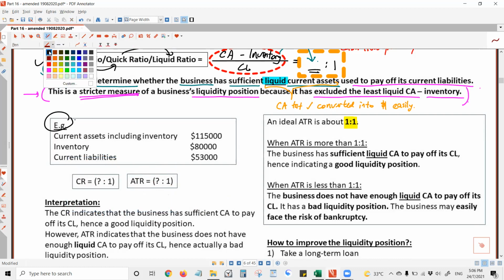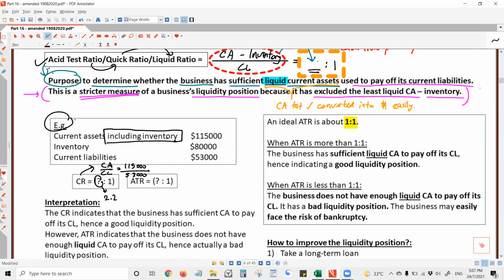So current ratio formula is CA over CL, right? Total CA over total CL. So which means you have 115,000 on top over current liability. Is this what you use? 115,000 divided by 53,000. You should get 2.2. But with the inventory, right? Yeah. This amount has already included inventory. You don't have to plus the 80,000. Okay, so this should be 2.2 to 1.